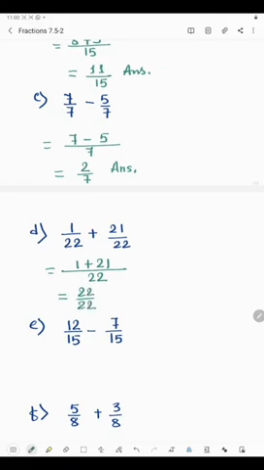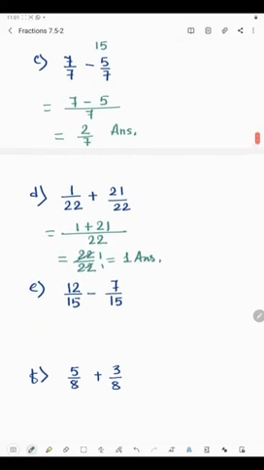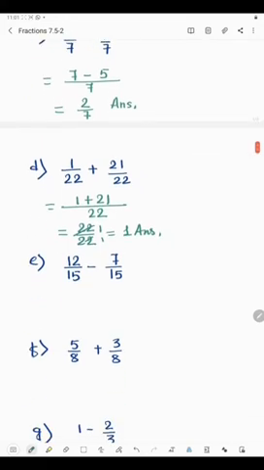Now when we have the same number in the numerator and denominator, then it will be 1. Why? Because if you divide 22 by 22 we get 1. So here also we will get 1. So the answer will be 1. Now coming to the E part. 12 by 15 minus 7 by 15.